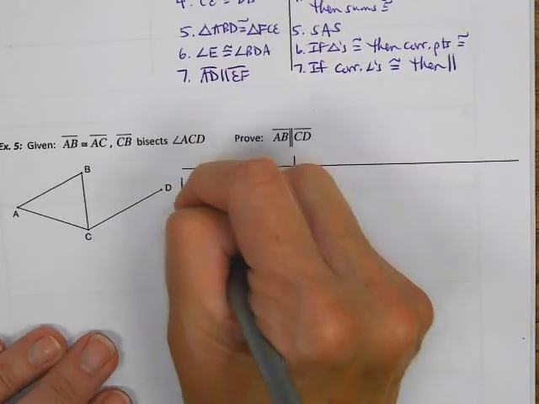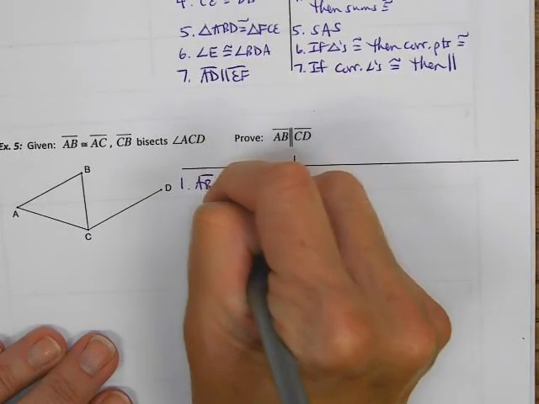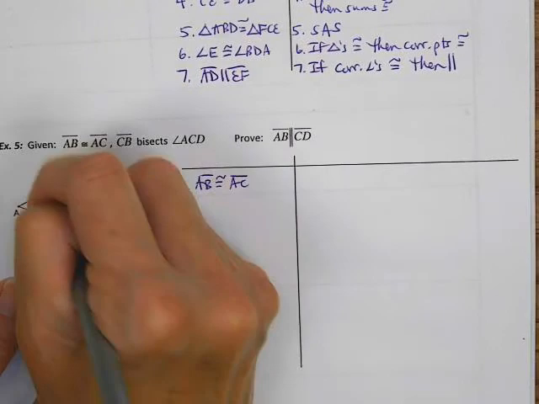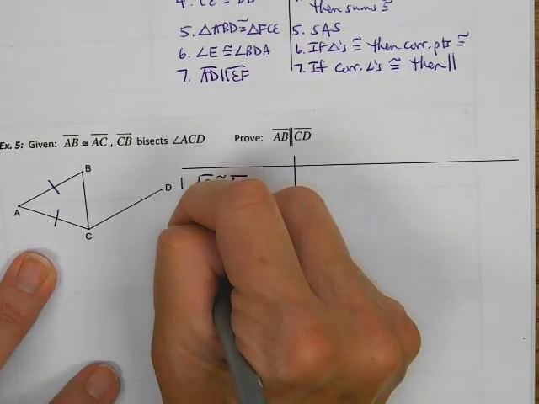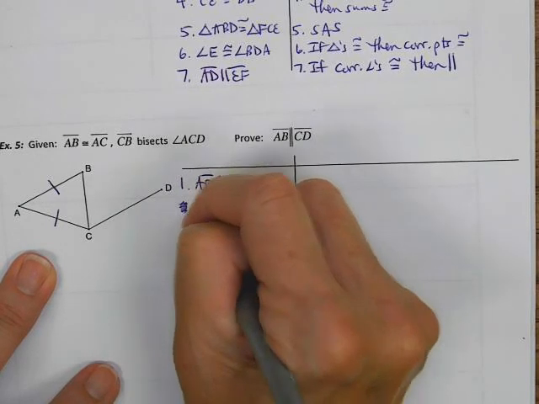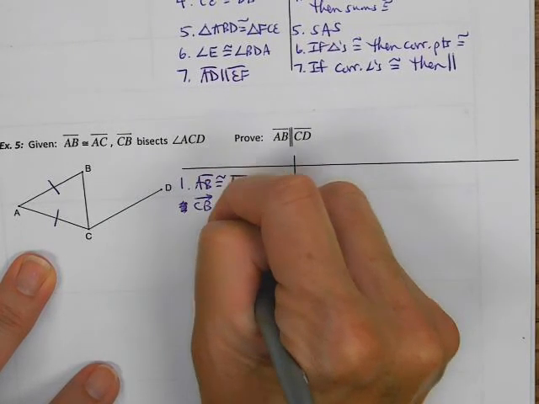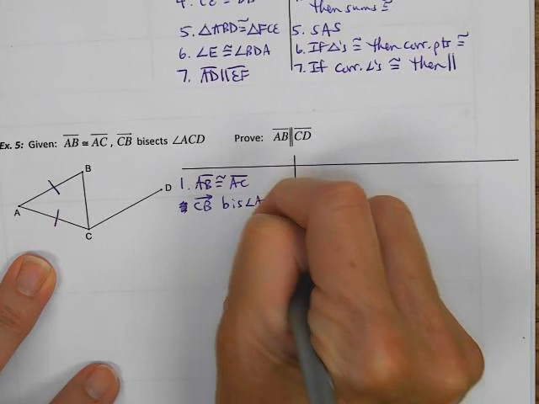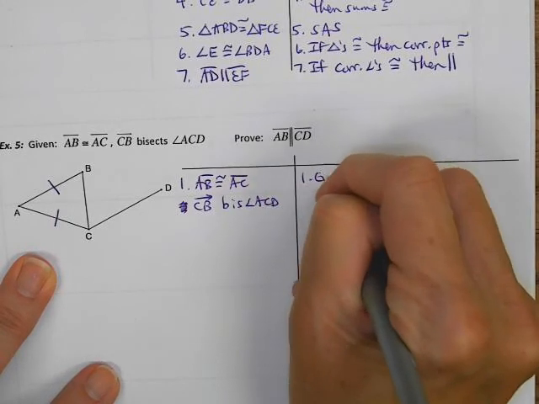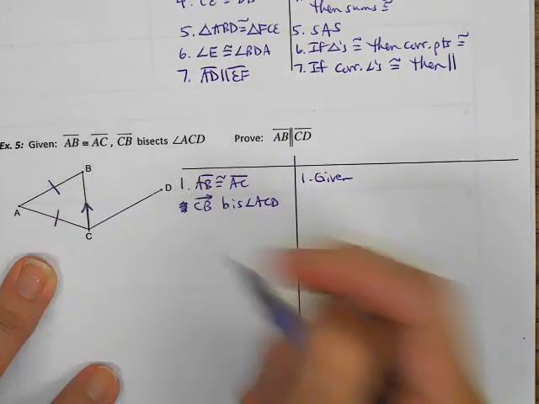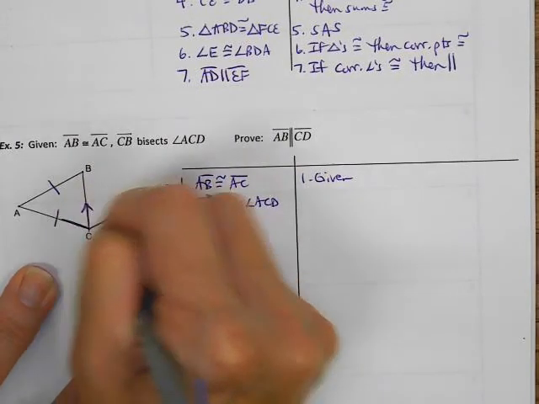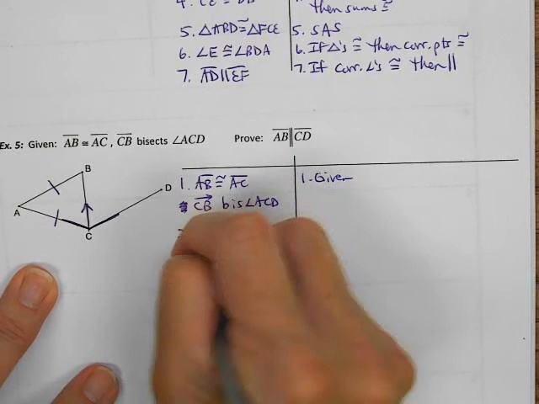One more quick one here. We have AB congruent to AC. That's these two. I'm looking at an isosceles triangle, I believe. We'll come back to that. I have CB bisects angle ACD. Where is that? CB bisects angle ACD. All right, so let's use the given in order.